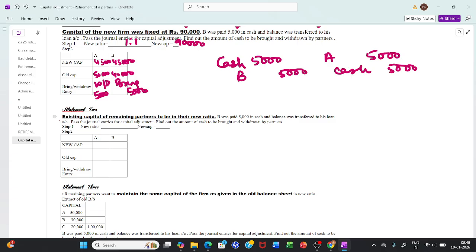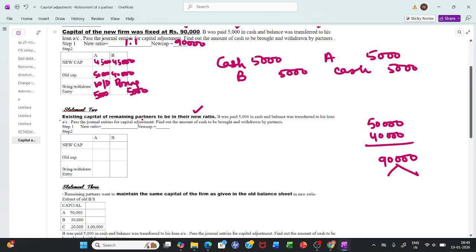Next case, existing capital of remaining partners to be in new ratio. It's not 90. What is their existing capital? Capital of A is 50 and B is 40, so their existing capital is 90,000. They want to share it equally. Answer will come out to be the same. Here they had given capital, here we took it. The total could be something different also, but by chance it is same. So 90, again same adjustments will be made.